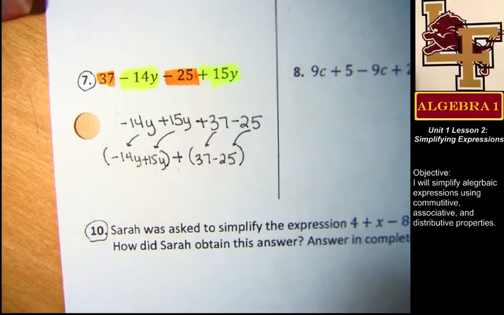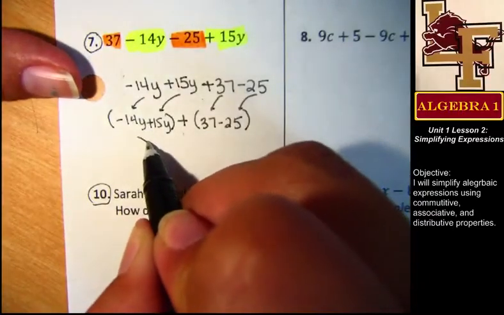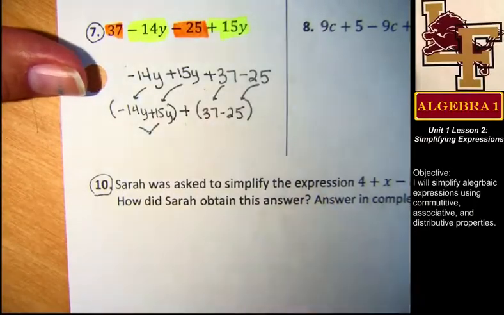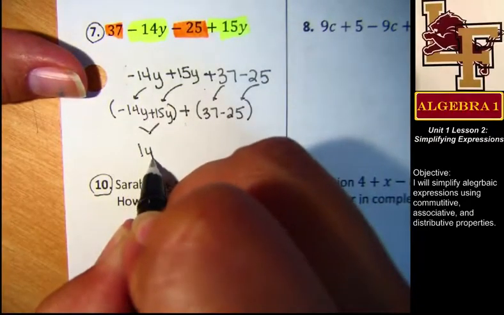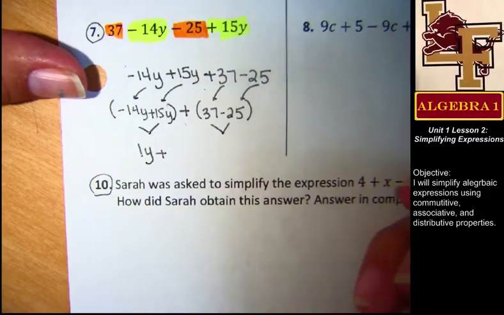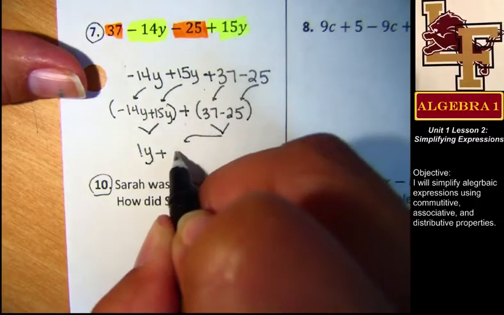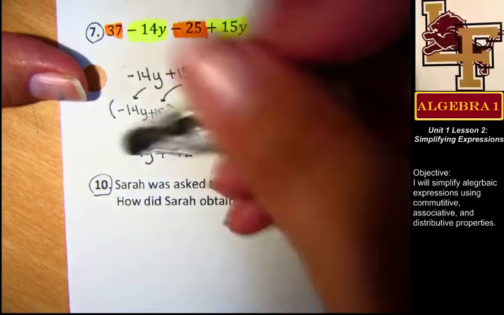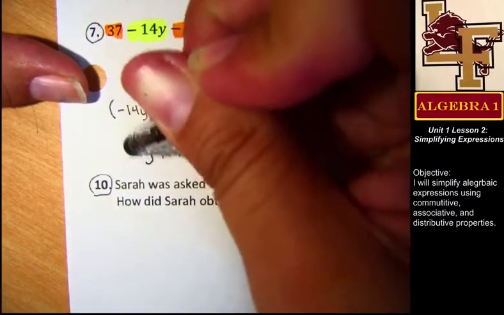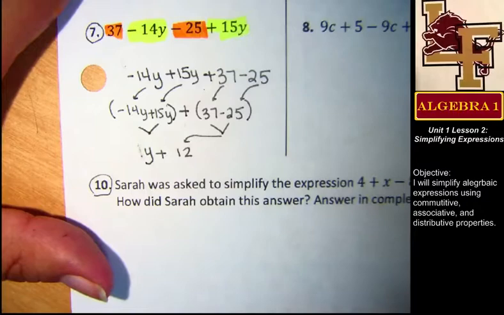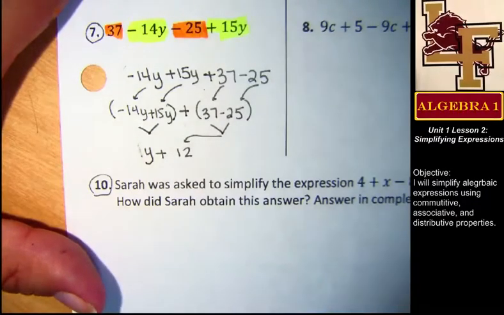Okay? Knowing that I've put this plus there, it has to be there. All right? Okay, so here, negative 14y plus 15y, 1y. 37 minus 25, 12. All right, I don't need to write the 1 in front of the y, so I'm going to go ahead and get rid of it. You can leave it there if you want. It's okay if you wrote it. I don't need to, so I'm going to erase it.